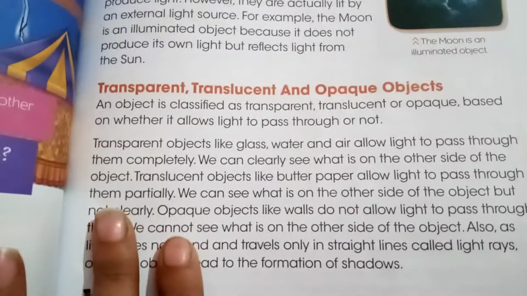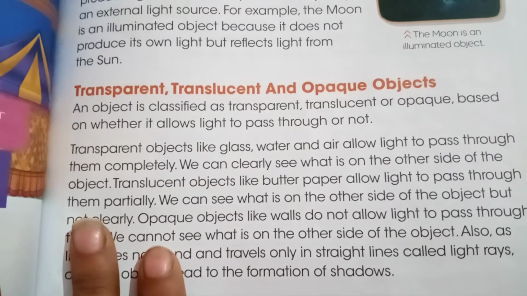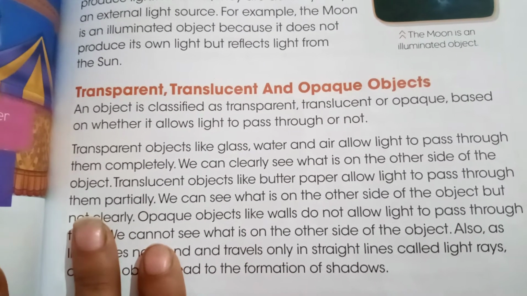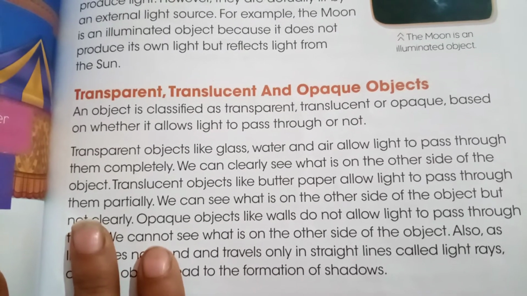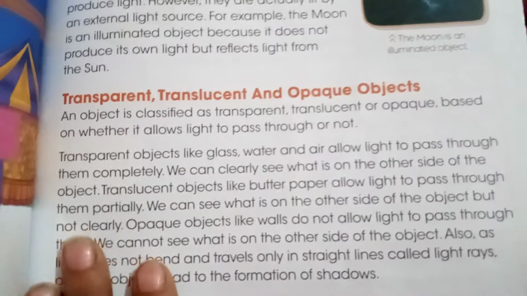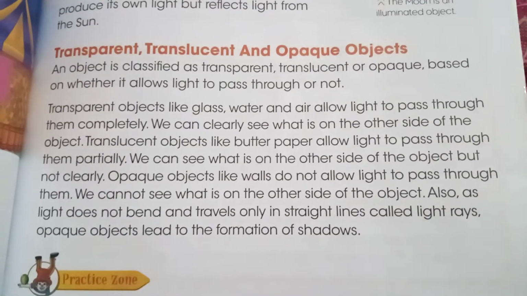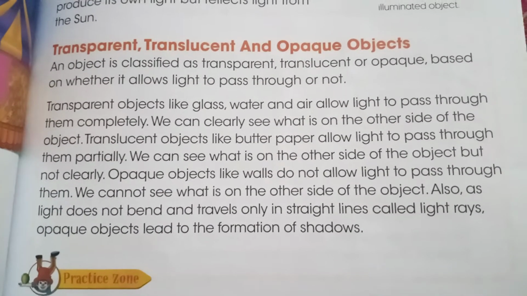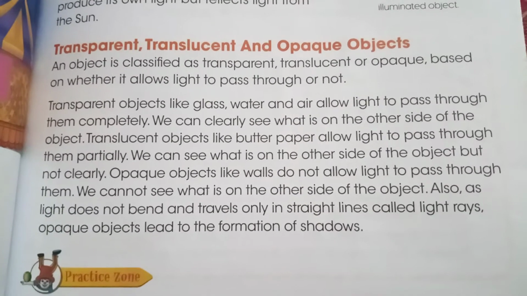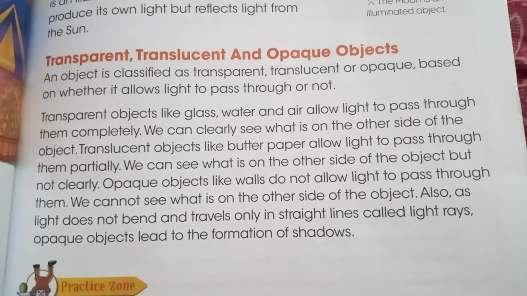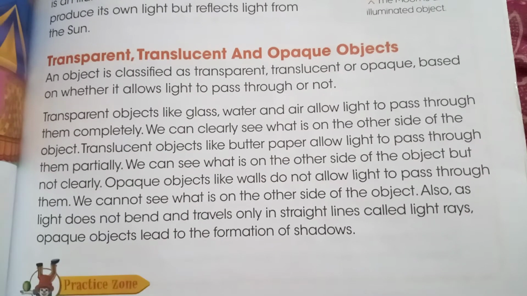Now, we can classify objects into transparent, translucent, or opaque based on whether they allow light to pass through or not. Let's discuss the transparent objects first. What are the transparent objects? Like glass, water, and air. They allow light to pass through them completely.